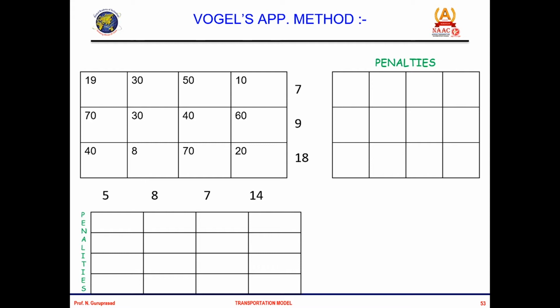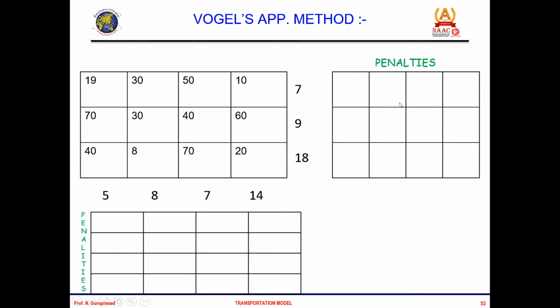Now watch out. I'm going to take the same example. I have the supply and demand, and it is a balanced transportation problem. Whatever you see on the left hand side matrix, 19, 30, 50, they are all costs involved. And you will see a little bit of difference in this method as compared to the other four methods.